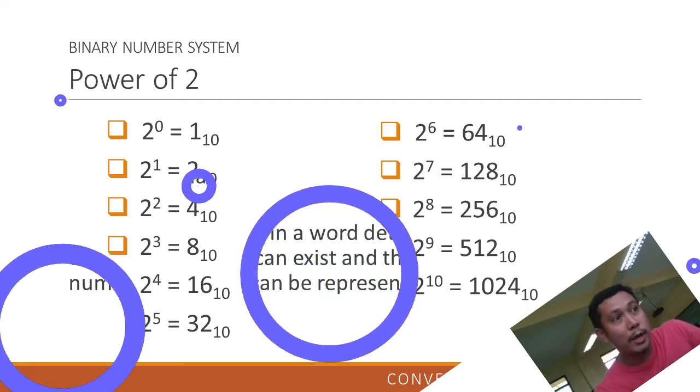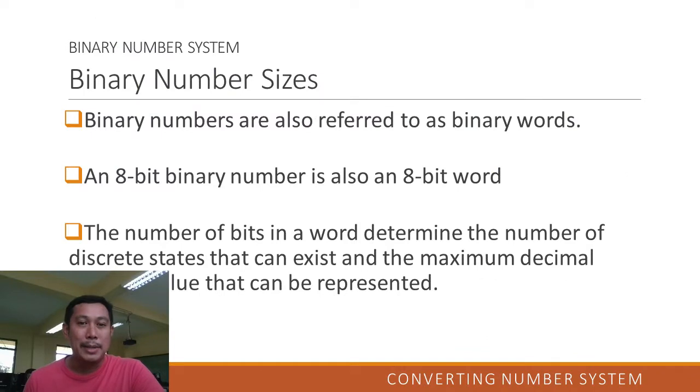and so on. Binary number size. What does this mean? Binary numbers are also referred to as binary words. Therefore, each word has its representation in the form of a bit. Okay? Each word has a representation in binary in the form of a bit.